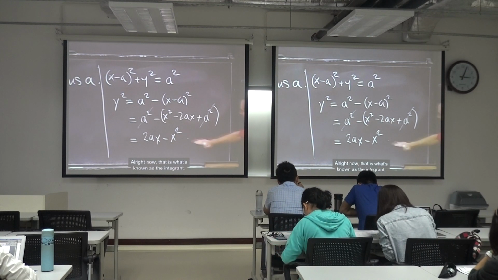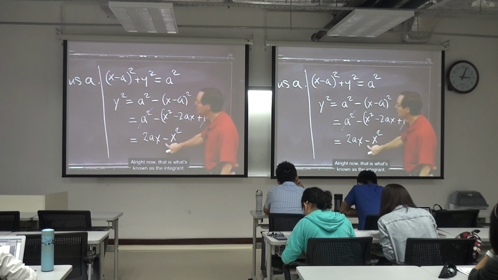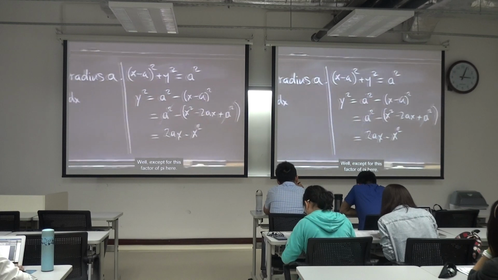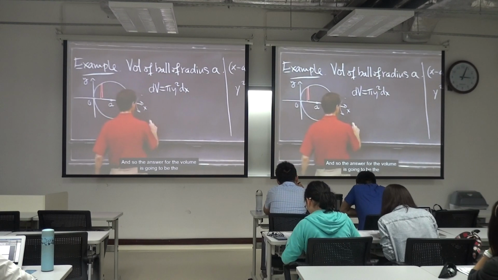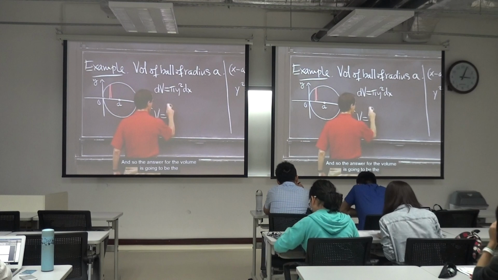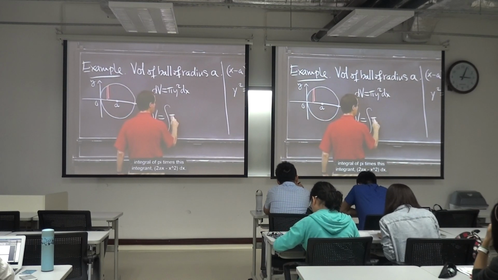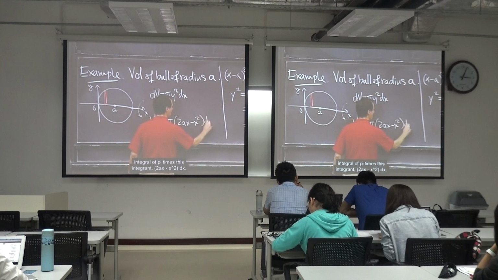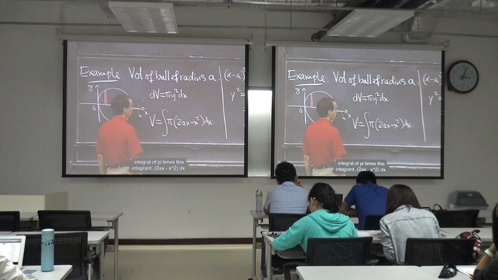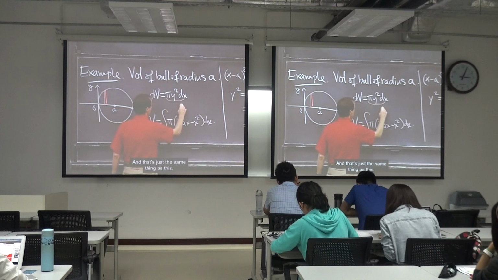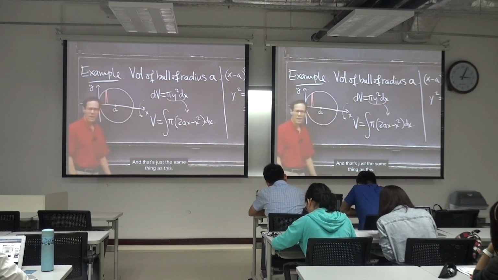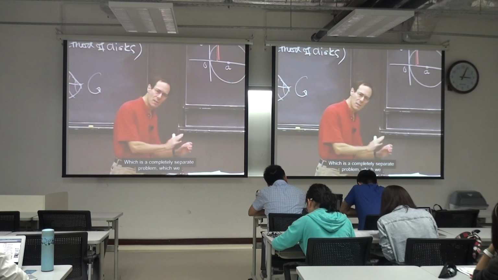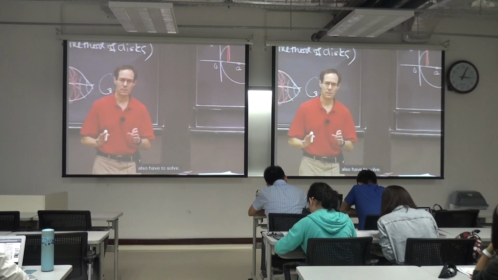All right, now, that is what's known as the integrand. Well, except for this factor of pi here. And so the answer for the volume is going to be the integral of pi times this integrand, 2ax minus x squared dx. And that's just the same thing as this. But now there's also the issue of the limits, which is a completely separate problem which we also have to solve.